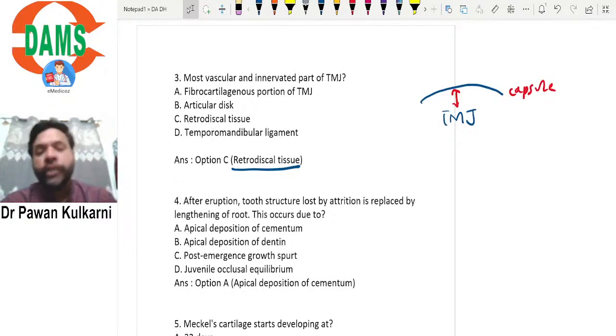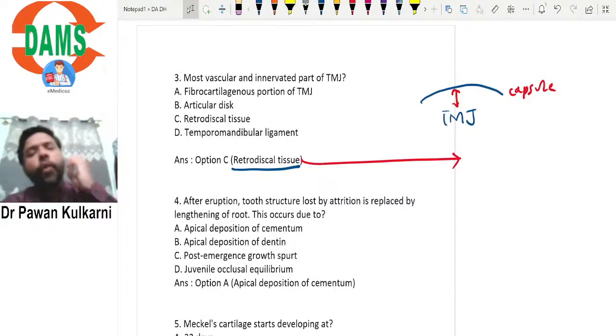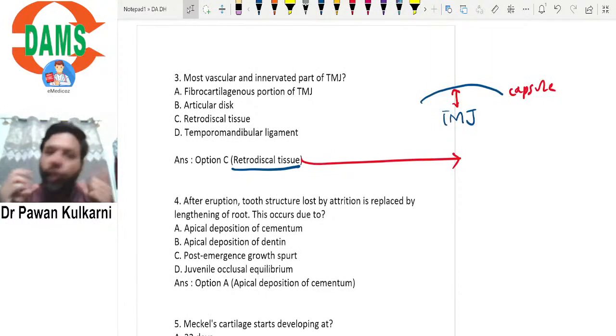This retrodiscal tissue is highly vascular, the most vascular part. There is one peculiarity of this retrodiscal tissue. Whenever we open the mouth wide, there will be pooling of the venous blood in this retrodiscal tissue. However, when we close the mouth, there will be outflow of the venous blood.